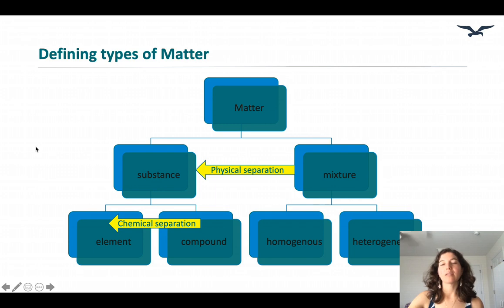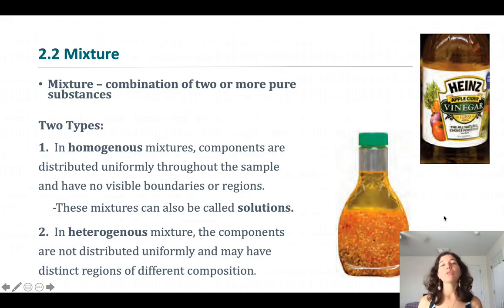Last time we had discussed what a substance is, what matter is, and what an element and a compound are. And we talked about this difference between physical separation and chemical separation. So now we're going to go over here in this diagram and talk about mixtures. So mixtures are a combination of two or more pure substances. So we have two or more types of things inside of our mixture. So that might be like combining water with the gold or something, or combining water with salt. These are examples of mixtures. We're putting two things together.